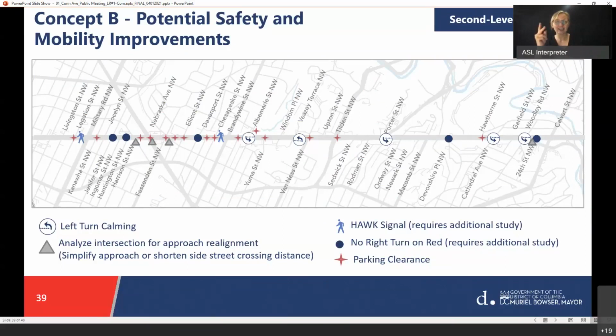In addition to that, we have HAWK signals located at two locations, Legation and Chesapeake, no turn on red restrictions at approximately 5 intersections, as well as some geometric improvements along the side streets, where there's some unusual geometry or skewed approaches. Next slide, please.